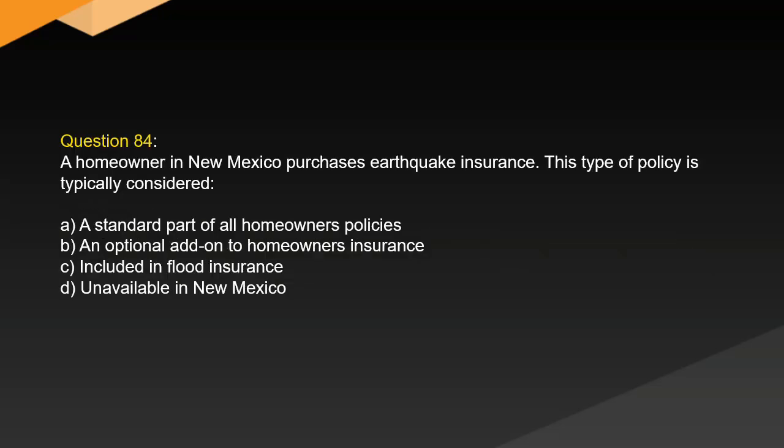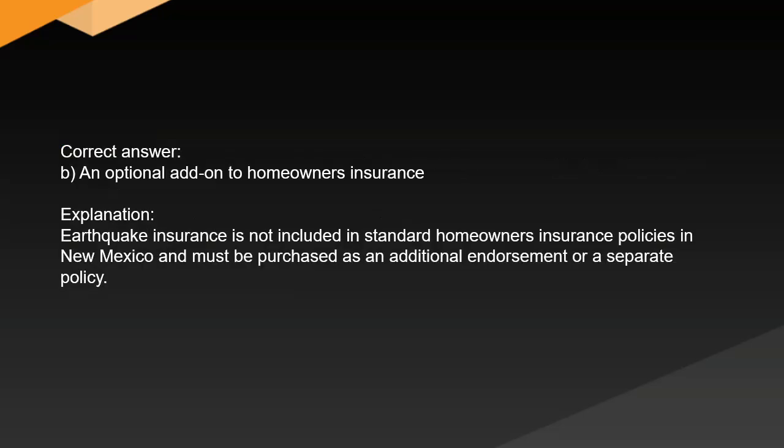Question 84. A homeowner in New Mexico purchases earthquake insurance. This type of policy is typically considered: A. A standard part of all homeowners' policies. B. An optional add-on to homeowners insurance. C. Included in flood insurance. D. Unavailable in New Mexico. Correct answer: B. An optional add-on to homeowners insurance. Explanation: Earthquake insurance is not included in standard homeowners insurance policies in New Mexico and must be purchased as an additional endorsement or a separate policy.